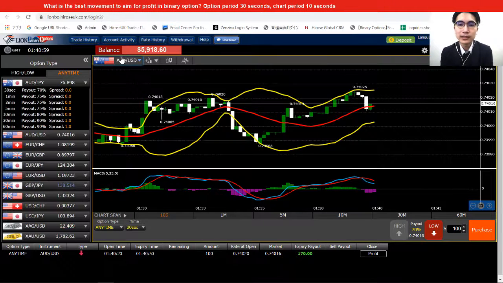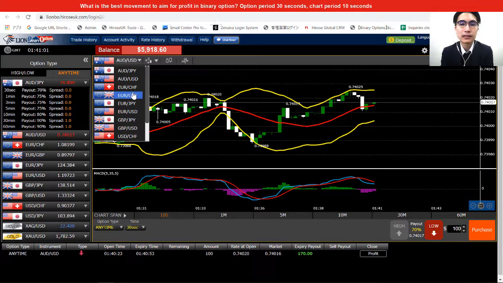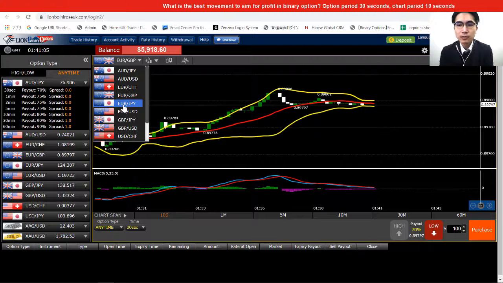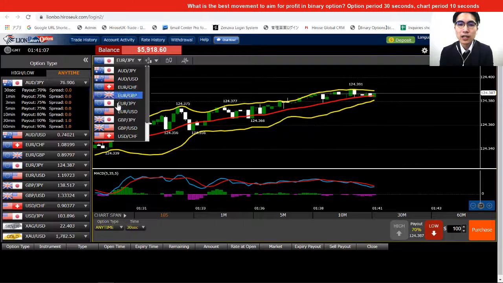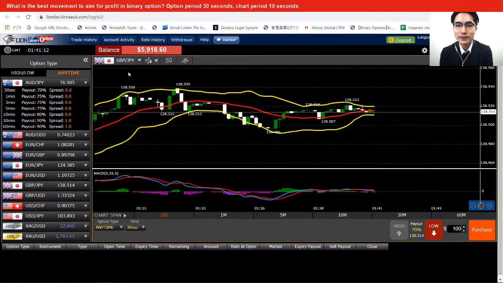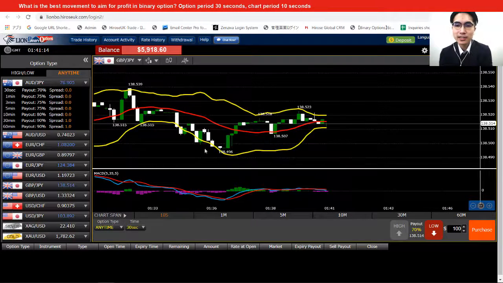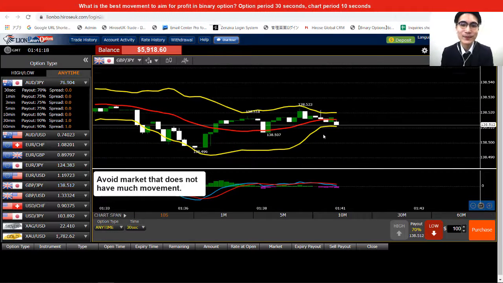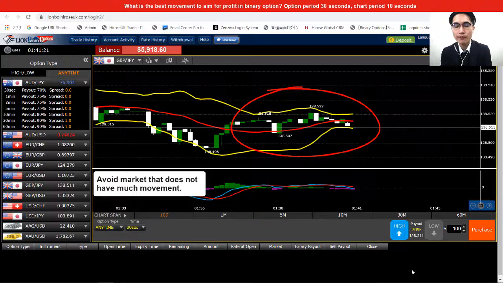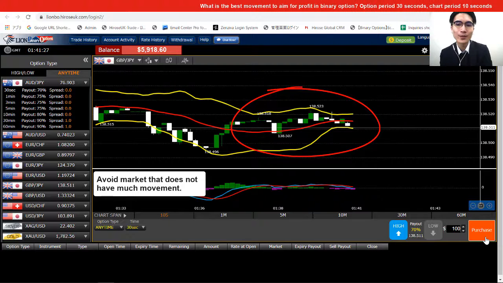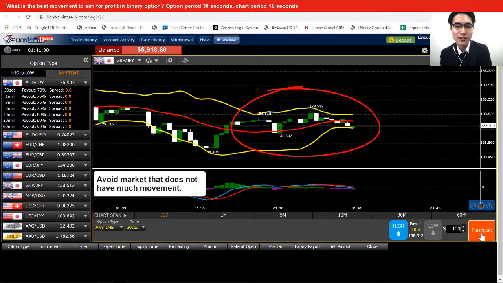So let's take a look at another currency pair or another movement. Let me browse a little bit more. Okay, this one looks like it's in a range market. This is actually a bad example of what you shouldn't trade with. The candlestick movement here is really narrow, so it doesn't have much movement. We will see what happens if we place a trade here.